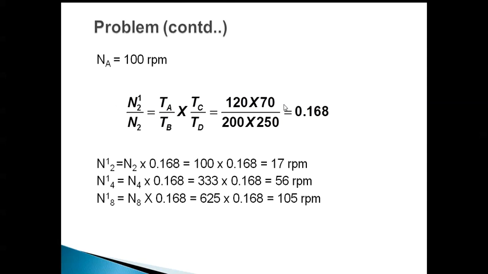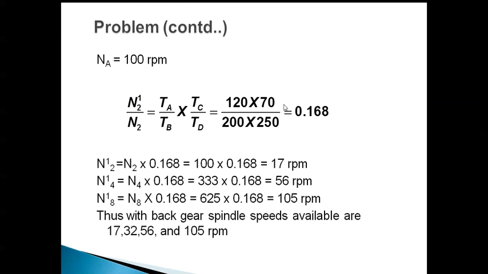N8 dash equals N8 into 0.168, where N8 is 625, into 0.168, that is 105 rpm. Then N6 dash equals N6 into 0.168. So when the back gear is arranged, the speeds available are 17, 32, 56 and 105 rpm, which will be the reduced speeds when the back gear is arranged.